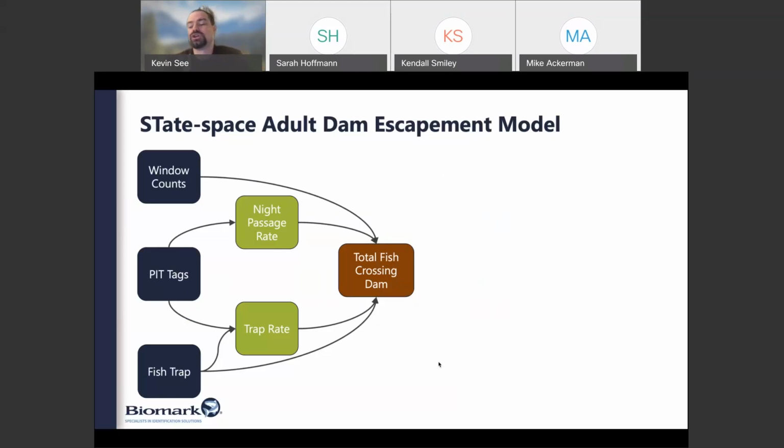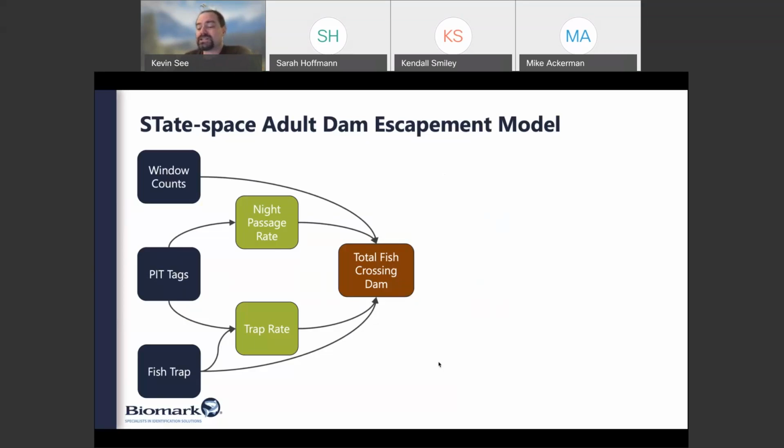So those are two independent sources getting at this unknown but underlying true state of how many fish are going across the dam. That's part of the state space part of this model. And from that, you can also estimate the potential observer error at the window. Otherwise, without that, you have no way of putting any uncertainty around those window counts.